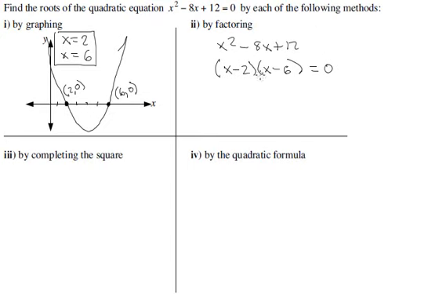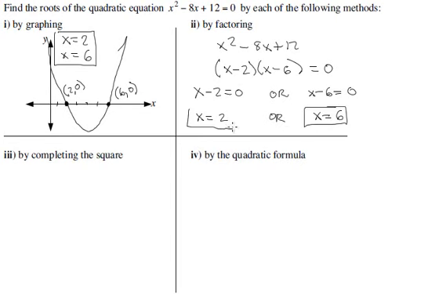The zero product theorem says that we can solve each of these separately, so this is saying that either x minus 2 equals 0, or the other possibility is that x minus 6 equals 0. This implies that x equals 2, or the other one says maybe x is 6 instead. Same answers as the first time, that's reassuring.